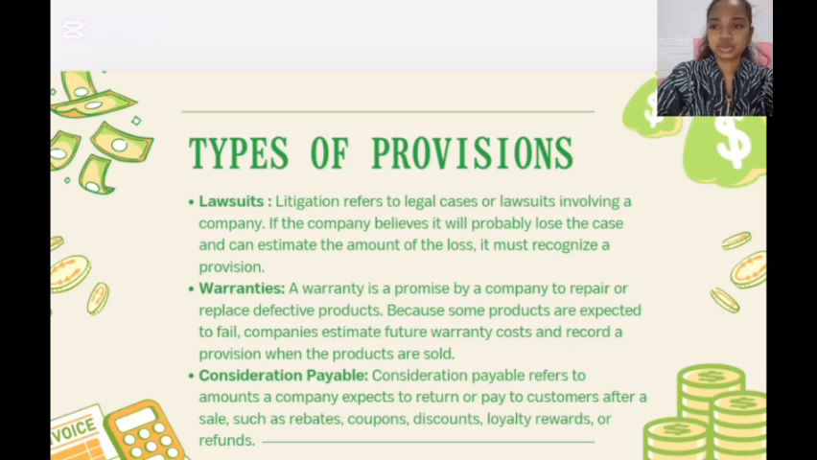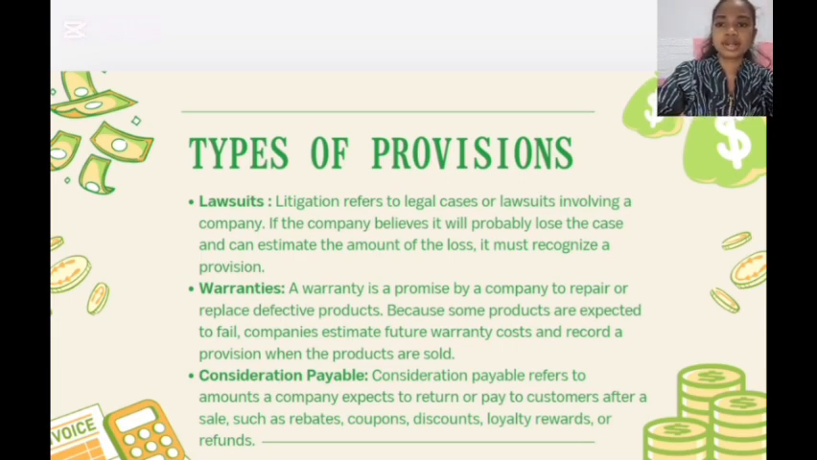First, the lawsuits. Lawsuits are litigation. It refers to the legal cases or lawsuits involving a company. So, if the company believes it will probably lose the case and can estimate the amount of the loss, it must recognize a provision. And the second type is warranties.